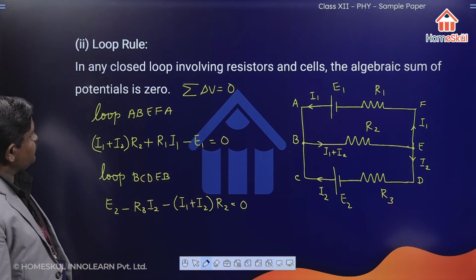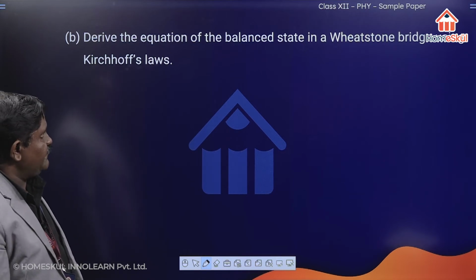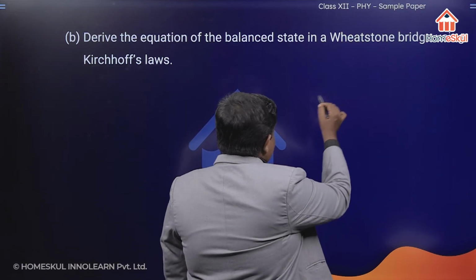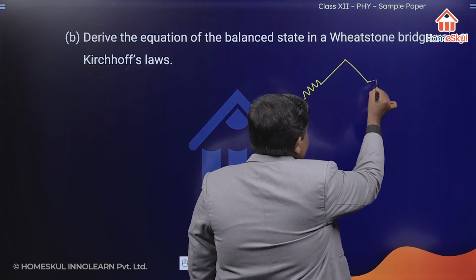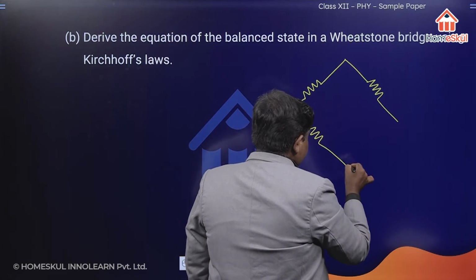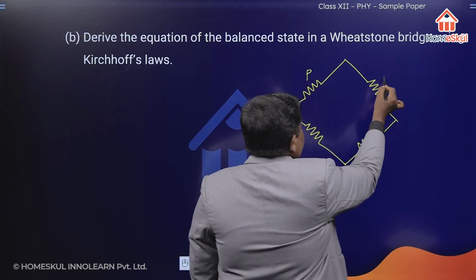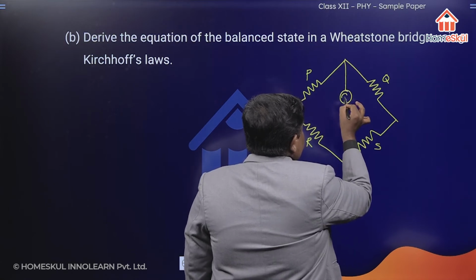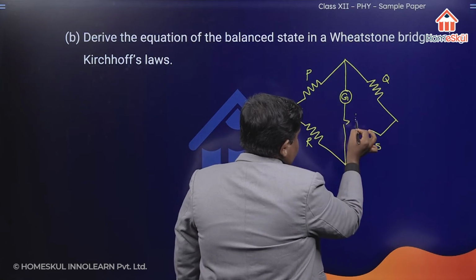Clear? Okay. Now, next one: derive the equation for the balanced state in a Wheatstone bridge using Kirchhoff's rules. For that we have to draw the Wheatstone bridge. P, Q, R, S. Okay, this is our galvanometer having resistance G, and this is key K1.